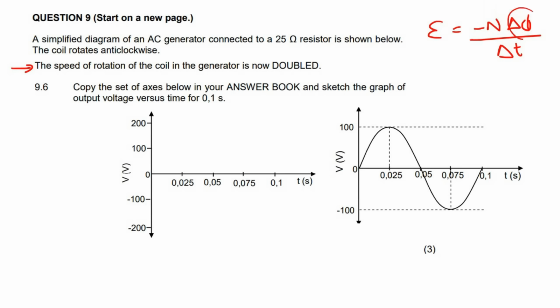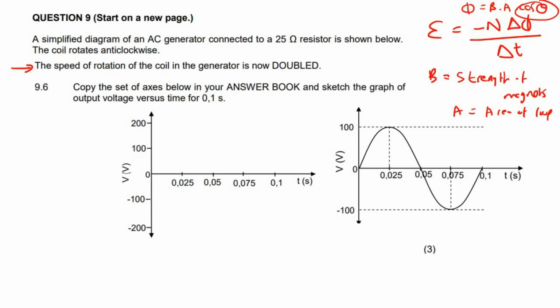Remember that this symbol here, from grade 11, is equal to BA cos theta, where B is the strength of the magnets. A is the area of the loop, and then theta's just got to do with the rotation. So we're not changing any of those. All that we're changing is the time. What are we going to do to the time? Be careful, we're not going to double the time, we're actually going to halve the time for each rotation.